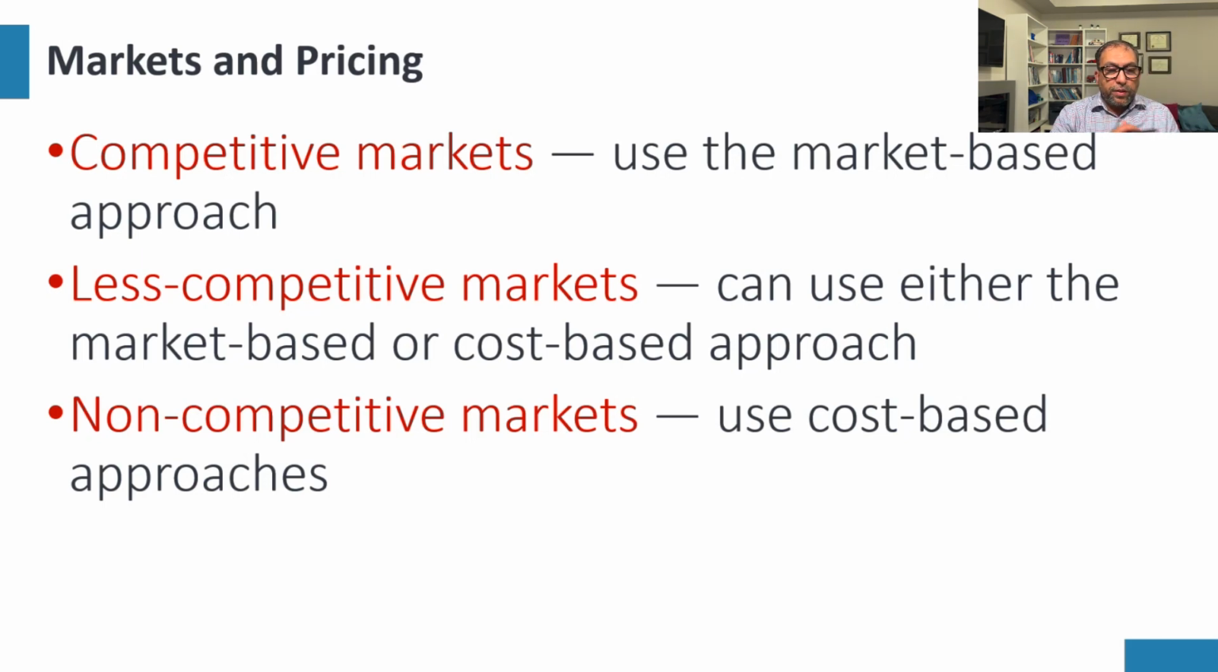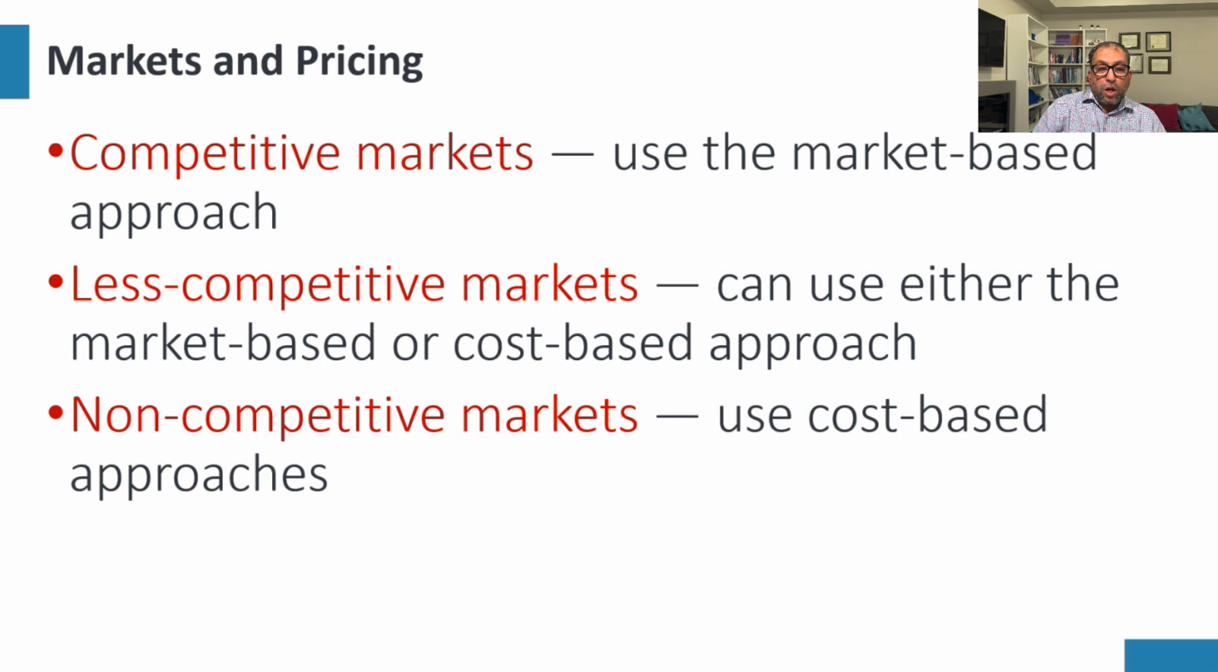If the market is less competitive, like an oligopoly or a monopolistic competition, we can use either the market-based or a cost-based approach. In that case, we can apply a combination of both, because I gave you the example of Tim Hortons and Starbucks. They can charge a higher price than their competitors because of the quality and services, if they can convince the customer that their quality and product are better compared to competitors who are selling at a lower price, but whose quality is cheap.